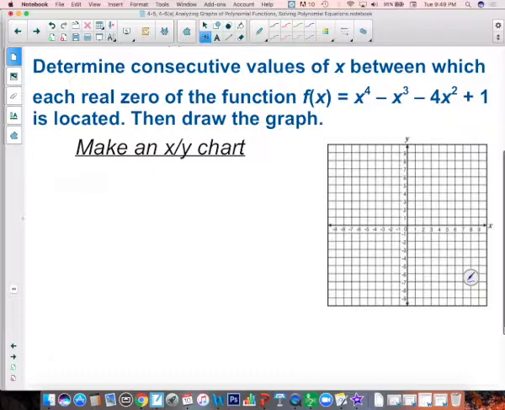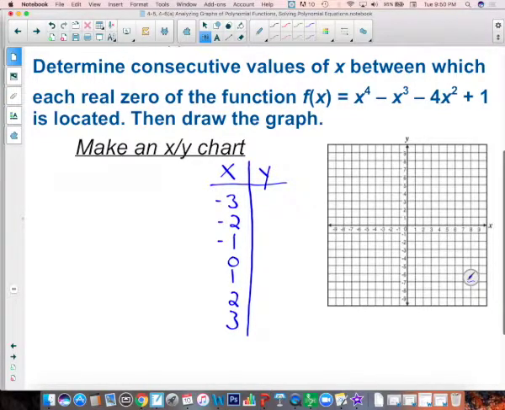All right, so think about what we did for polynomials yesterday. We made an xy chart. So that's what we're going to have to do here, make an xy chart. Remember when I said yesterday, when you're making your xy chart, you're going to have to use more than your generic points. So I would probably start at -3, and then make your xy chart from there.